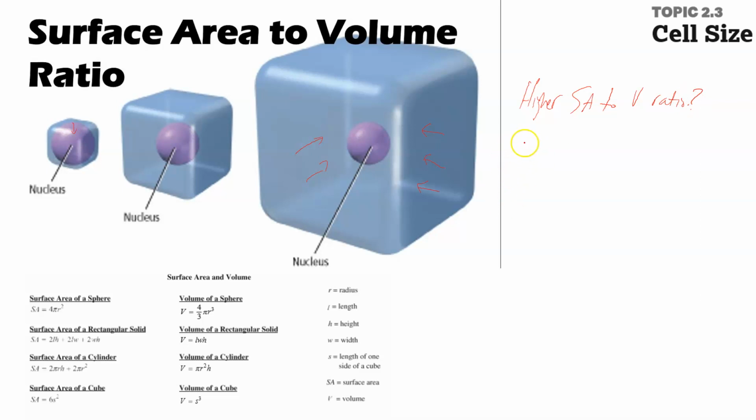A sphere with a volume of 1,000 or a cube with a volume of 1,000 centimeters cubic. Which of these has a higher surface area to volume ratio? I want you to calculate it and show it to me, and tell me which one would be better at diffusing materials in the cell, a sphere or a cube. Show that to me and I'll probably give you some extra credit on something.